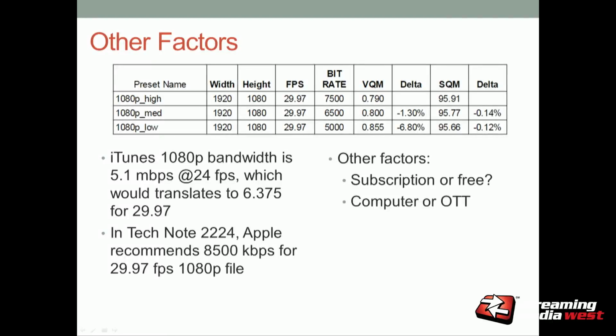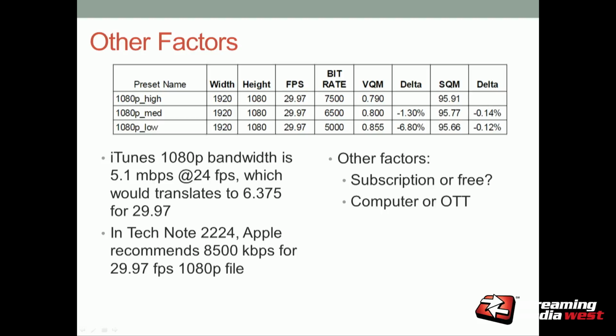Before we look at the frames themselves, you never judge an adaptive group in the abstract. It's always interesting that iTunes encodes their 1080p files at 5.1 megabits per second for 24 frames per second, which would translate to 6.35 for 29.97. So that's an interesting data point. Apple is basically saying, people who are submitting to iTunes need 6.5 megabits for 30 frame per second files. Apple recommends 8500 in TechNote 224. That's too rich for my blood, and I don't think that's necessary to get good quality at 1080p.